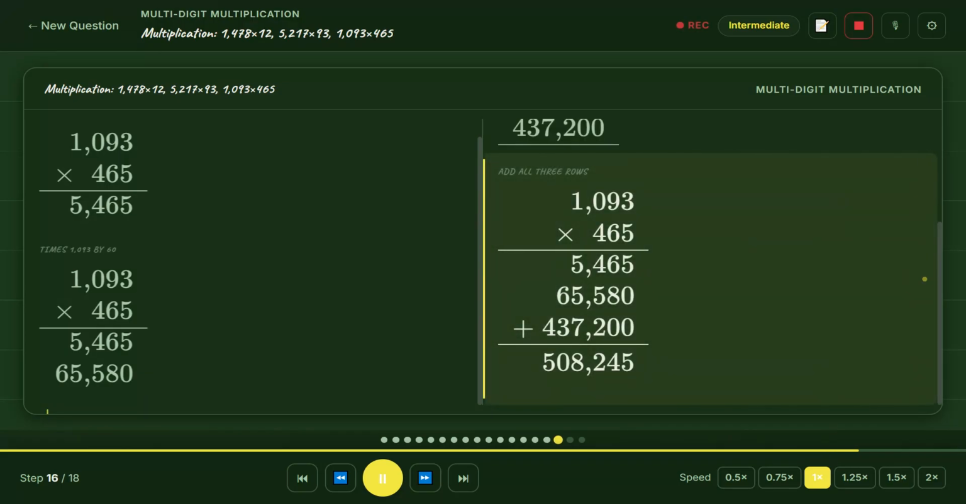Now we add all 3 rows together. 5,465 plus 65,580 plus 437,200. Add carefully from right to left. We get 508,245.